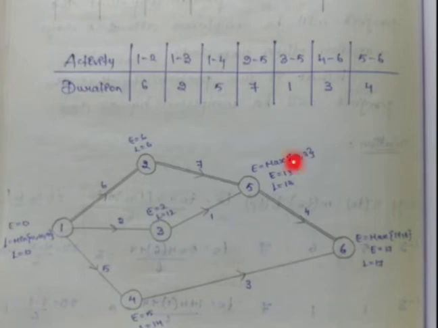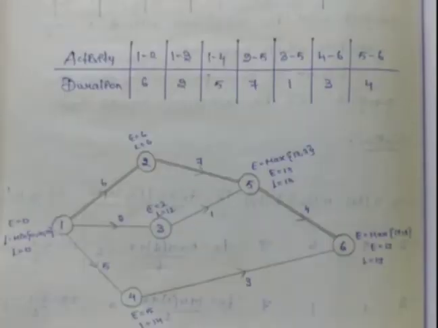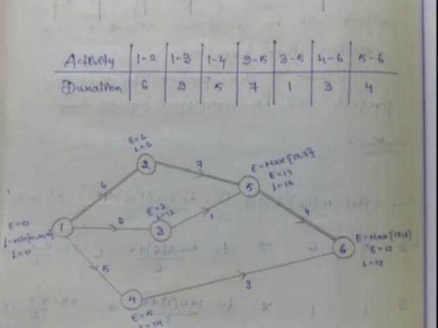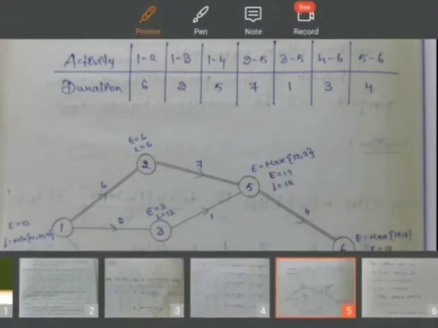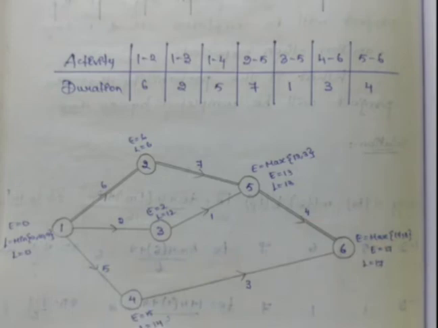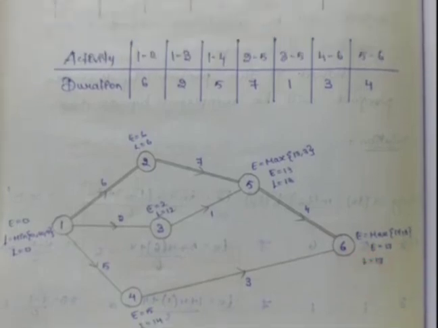Next we come to the fifth one. For the fifth one there are two incoming activities, so we take the maximum of 6 plus 7, that is equal to 13, and the other one, where E value is 2, so 2 plus 1 is 3. So the maximum value will be 13. Then finally we come to the sixth activity. For the sixth activity we also have two incoming activities, so we take the maximum of 13 plus 4 is 17, and 5 plus 3 is 8. So E value will be 17.